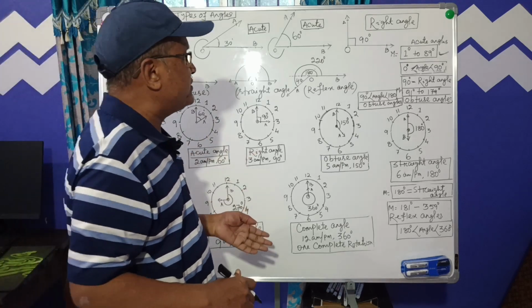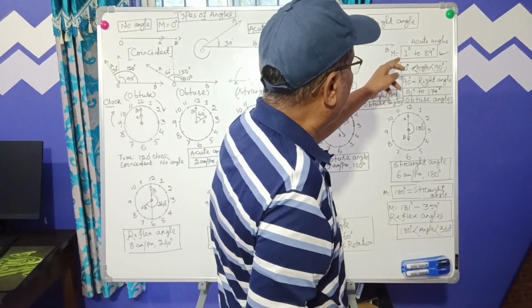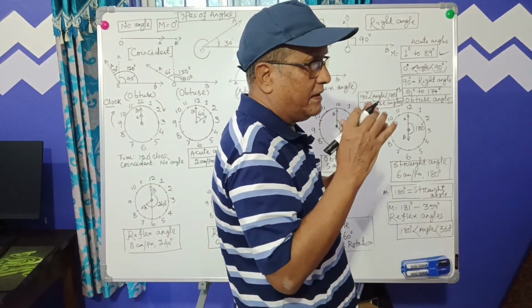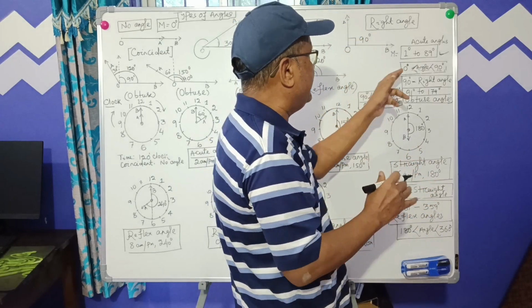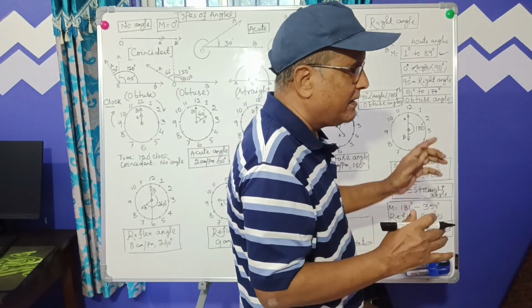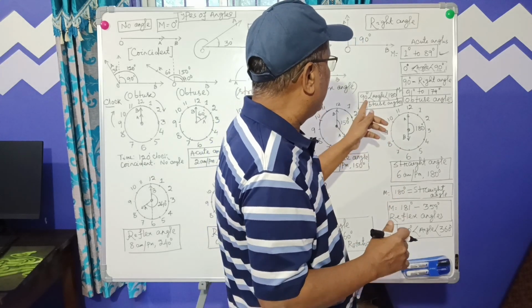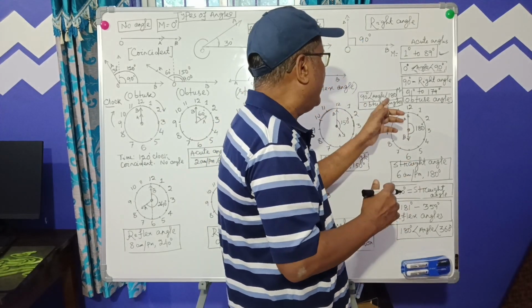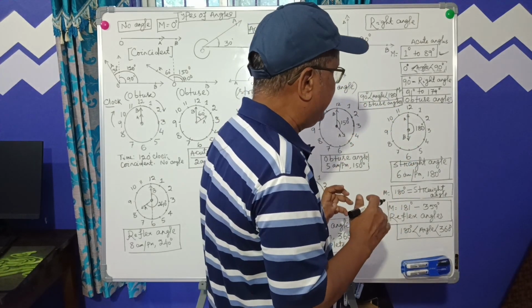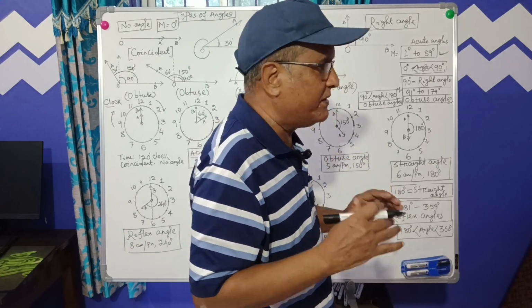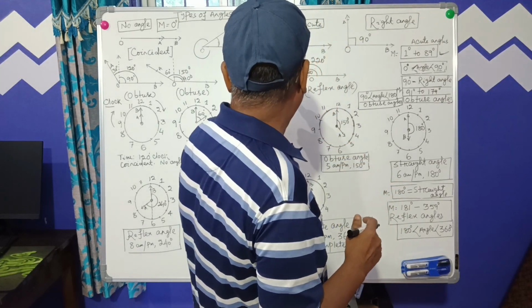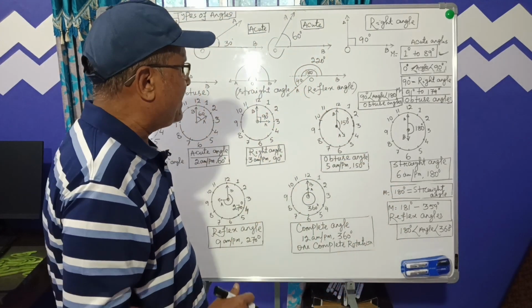So now we have discussed acute angle, that is greater than 0 and less than 90, right angle 90 degrees, and obtuse angle greater than 90 and less than 180 degrees. And when 180 degrees is the measure, this is called a straight angle. This is the example.